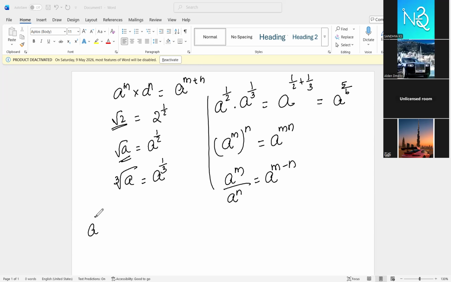So if it is a raised to m by n, you can write it as the nth root of a, the whole raised to m. Nth root of a whole raised to m. So we can write it as the nth root of a raised to m.